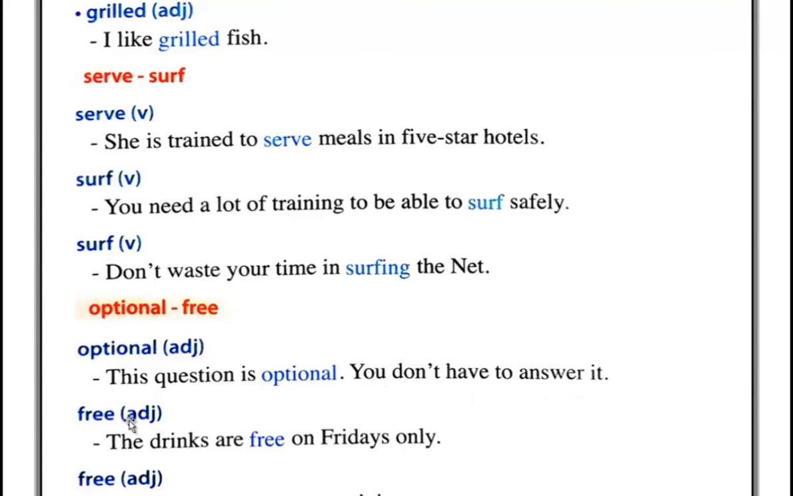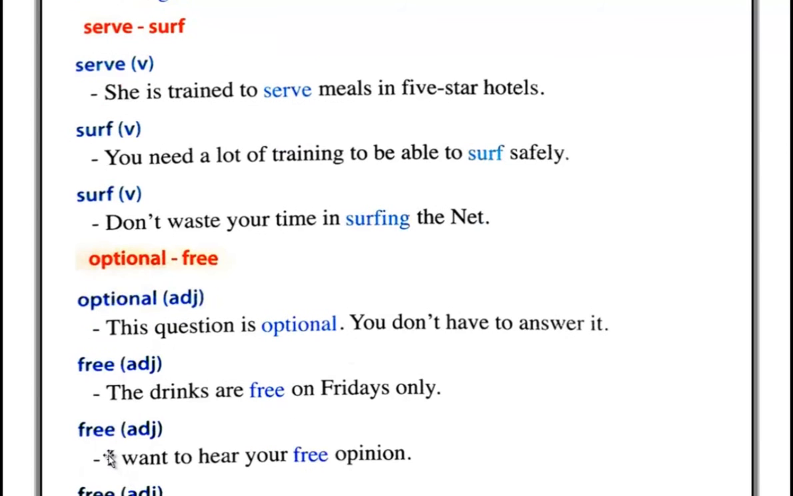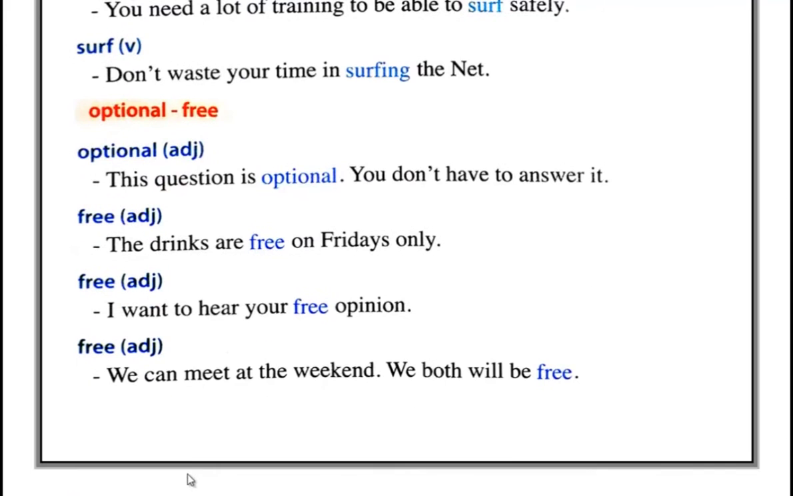As for free here, the drinks are free on Fridays, only free, right? Without paying money. Free offer, don't pay money. As for free, in this way, adjective, I want to hear your free opinion. Free opinion you see here, right? The noun from free is freedom. Right, tell me about your opinion. Don't be afraid of anything.